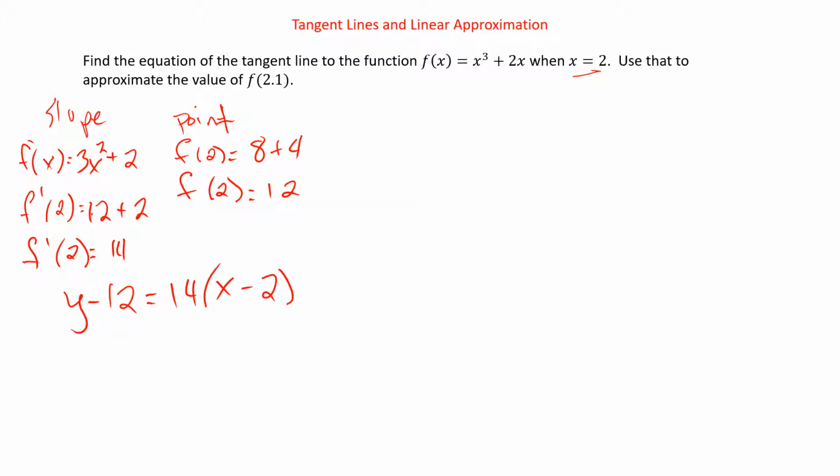At this point, we would usually write it in slope-intercept form. We don't particularly want to put it in slope-intercept form because of the approximation part of this, but we can move this 12 over. Y equals 14 x minus 2 plus 12. So that's the equation of the tangent line.